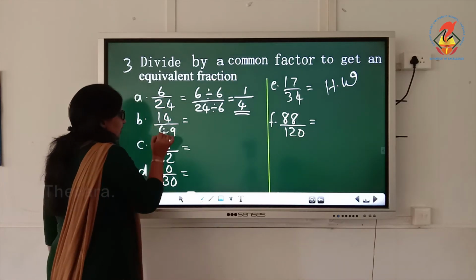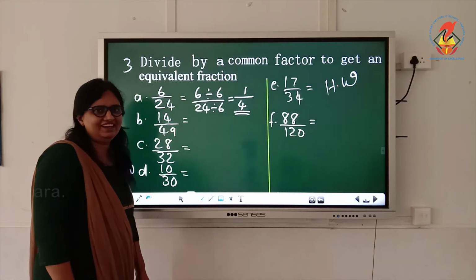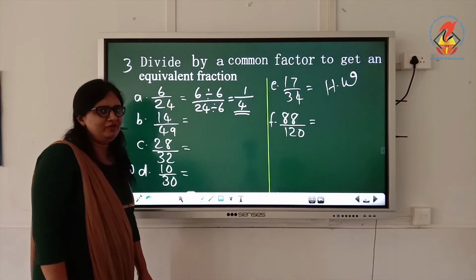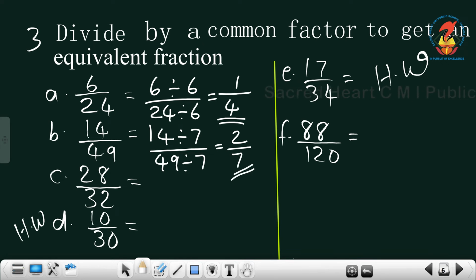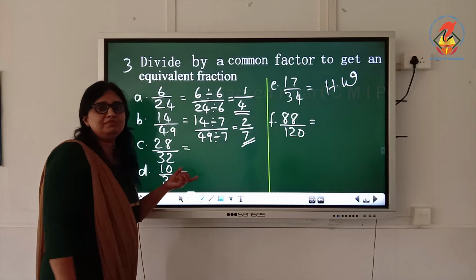And next 14 by 49. Which one is the common factor? 7, right? 14 divided by 7, and 49 divided by 7. 2 by 7. Okay. And the next one is 28 by 32.